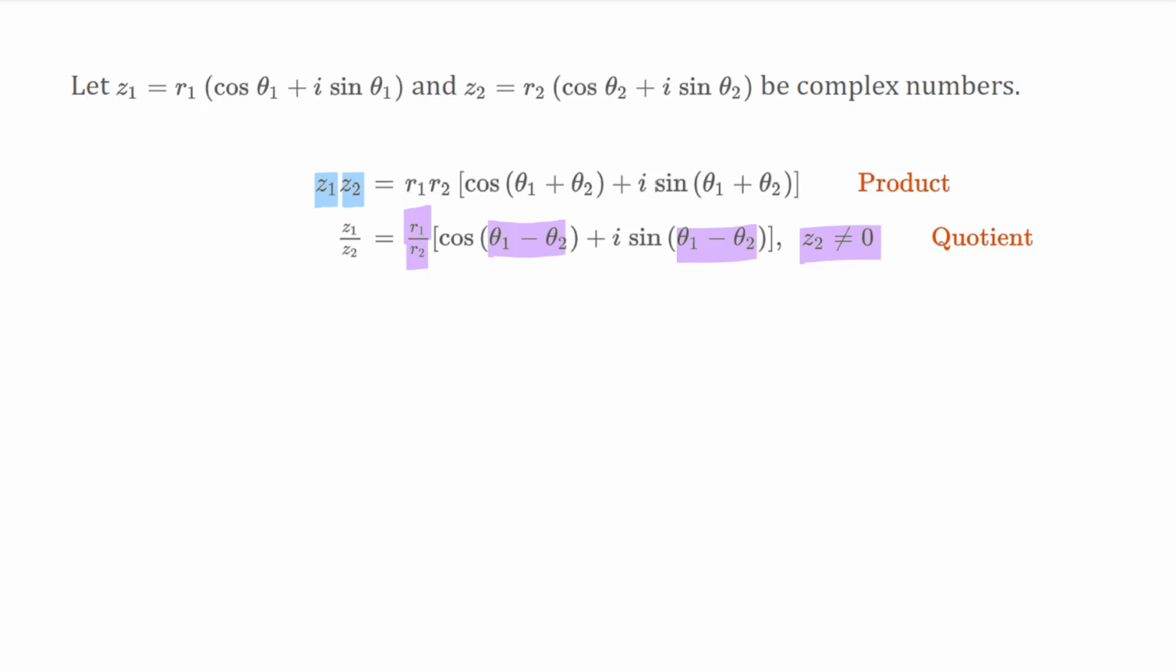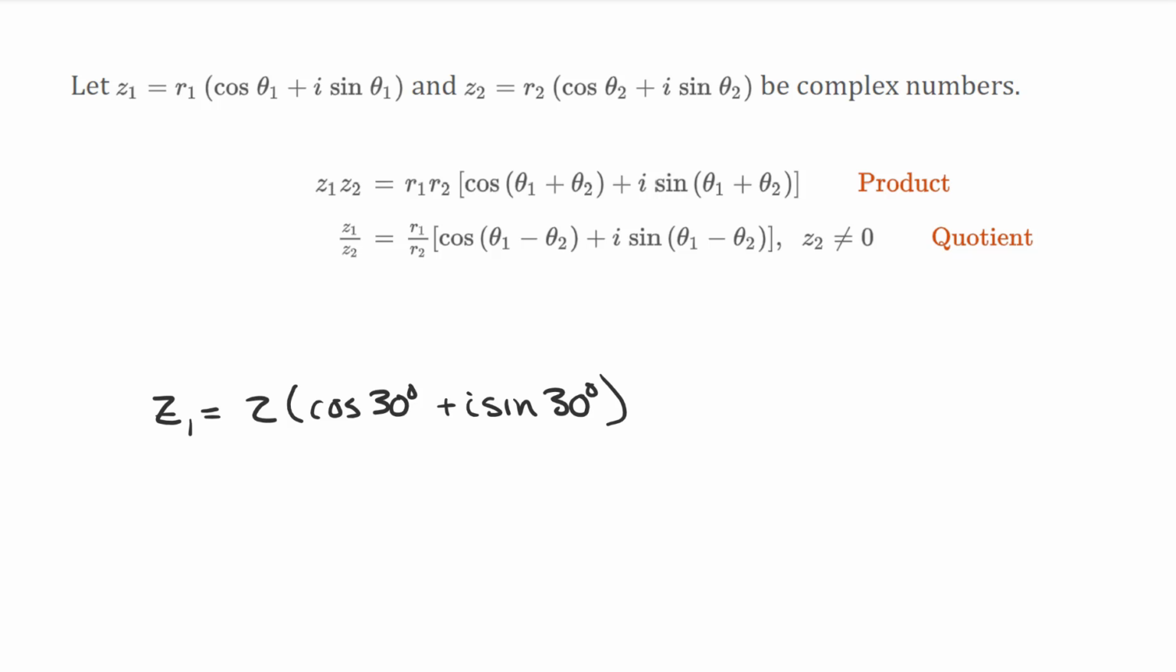Let's do one. Let's see if we can't do one here. So let's say Z1 is equal to 2 times cosine of 30 degrees plus i sine of 30 degrees. I think the notation makes it worse. And then we'll make Z2, let's keep this mellow, 3 times cosine of 30 degrees plus i sine of 30 degrees. Let's just keep it all in the first quadrant for the first time.